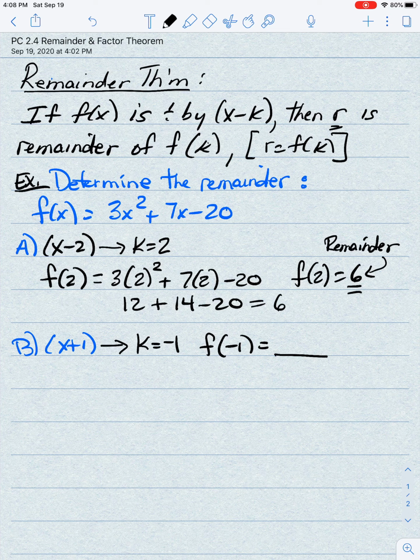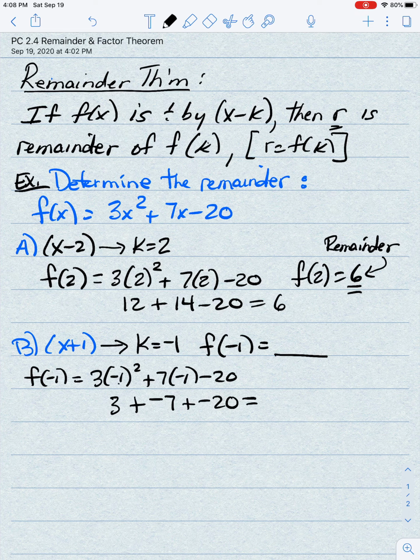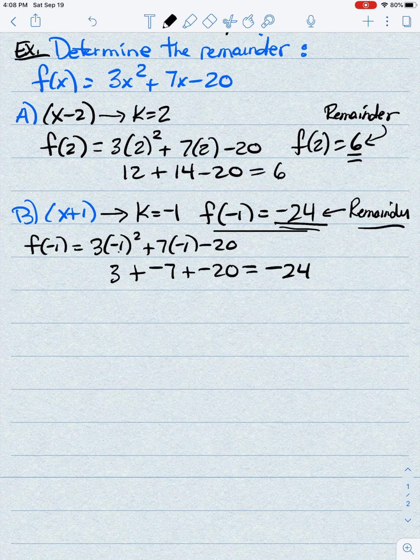All right, so f of negative 1: 3 times negative 1 squared, plus 7 times negative 1, minus 20. Okay, so do a little arithmetic. Negative 1 squared is just 1, so 3, negative 7 plus negative 20. I get negative 24. So f of negative 1 equals negative 24. That's your remainder. And again, same answer I would get if I did long division or synthetic division. All doing the same thing, just a different way.